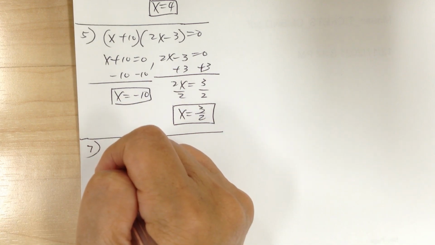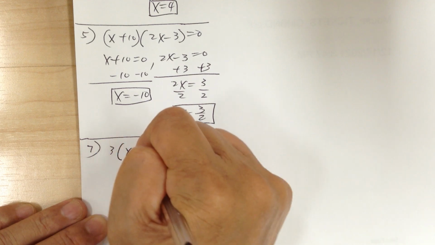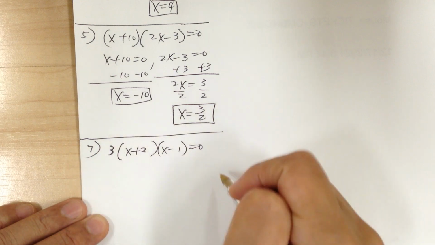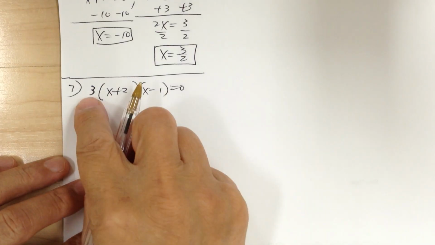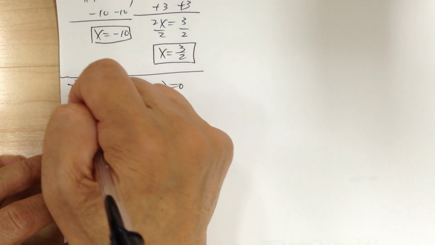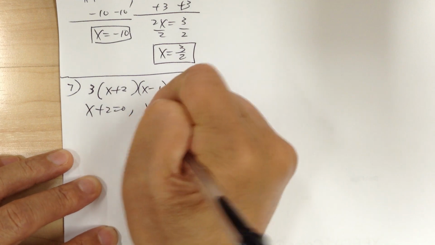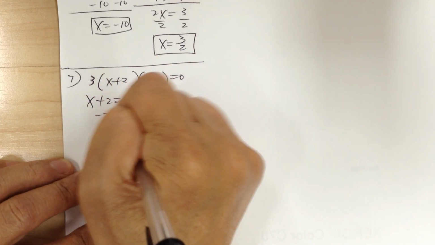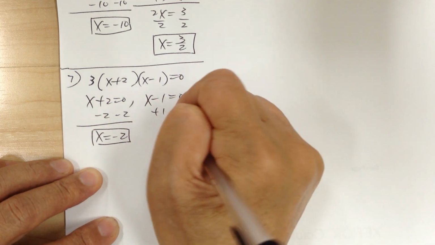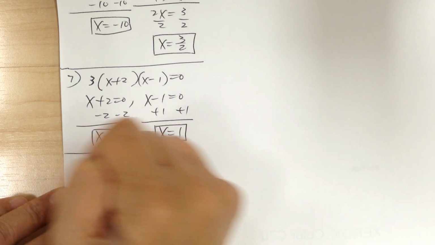Okay, number 7. You have 3 times x plus 2, x minus 1 equal to 0. So this one you don't have to worry about the 3 because 3 is never equal to 0. So all you have to do is worry about the variable part. So x plus 2 equal to 0, x minus 1 equal to 0. Minus 2 on each side. So you get x equal to negative 2. This one you plus 1 on each side. So x will equal 1.